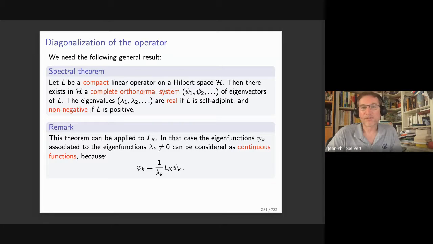A quick comment here: remember that we work in L2, so psi1, psi2 are elements of L2, which are classes of functions equal almost everywhere. But because the psi are eigenfunctions of Lk, in particular, we can write the equation on this slide, which is that psi k is equal to 1 over lambda k, at least for the strictly positive lambda k's, times Lk psi k. And remember that we showed earlier that Lk of any function is a continuous function, right? So it's in L2, but in the equivalence class that it defines, there is at least one continuous function as a representative. So we can say that psi k, which is an element of L2, corresponds to a class of functions in which there is a continuous function. With some abuse of language, we can say that psi k is a continuous function if we take for psi k the function equal to 1 over lambda k times Lk psi k.